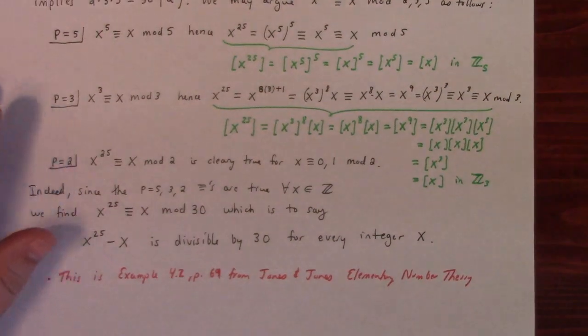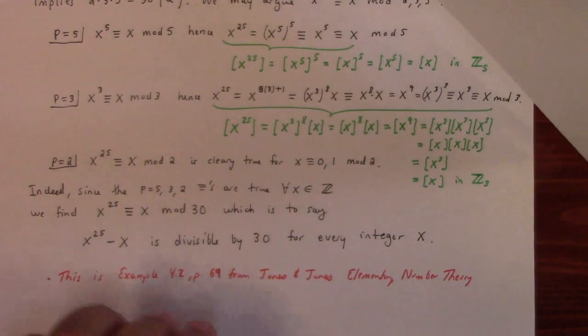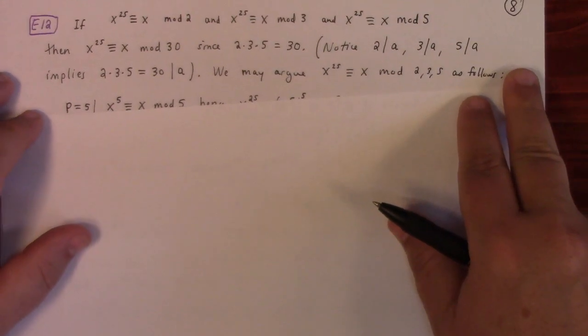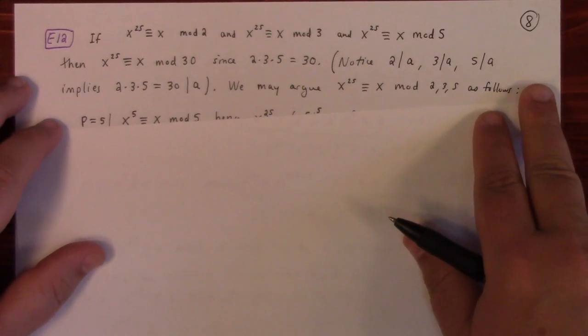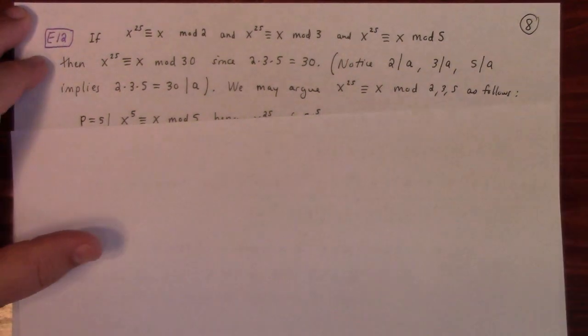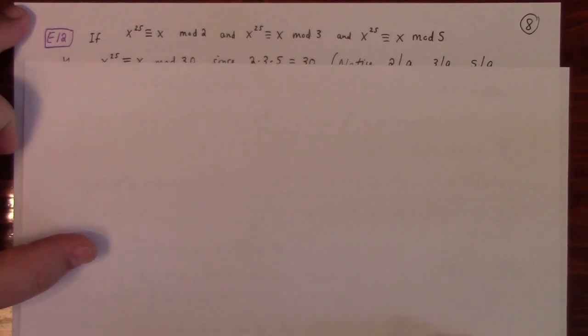Another example. Now this one is from Jones and Jones. This is their example 4.2 on page 69. But it's a good example. I think you'll find it in a lot of books. Sometimes this gets proved earlier in a different form using just divisibility. But anyway, here it is.